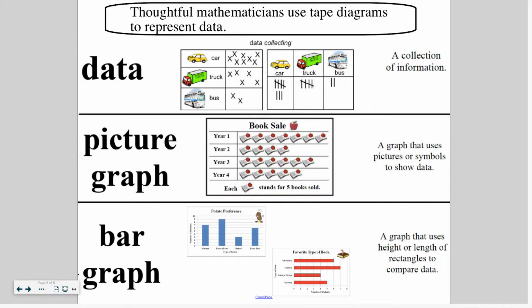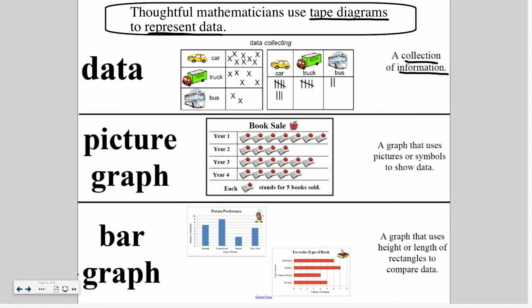Thoughtful mathematicians use tape diagrams to represent data. So data is a collection of information. A picture graph is a graph that uses pictures or symbols to show data. For example, in this picture graph, we have these images of a book with an apple representing the number of books sold at a book sale.